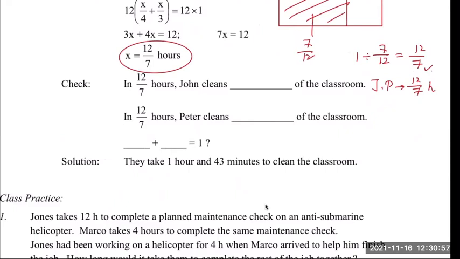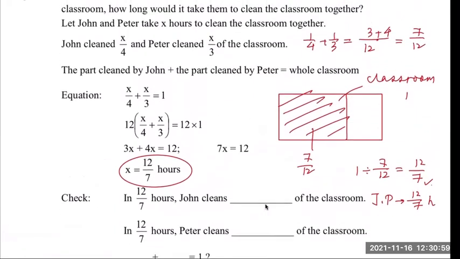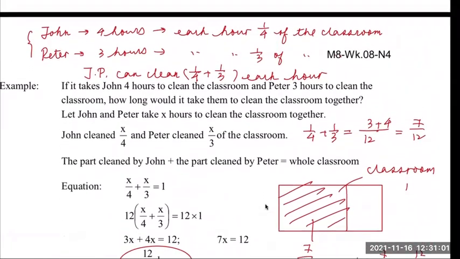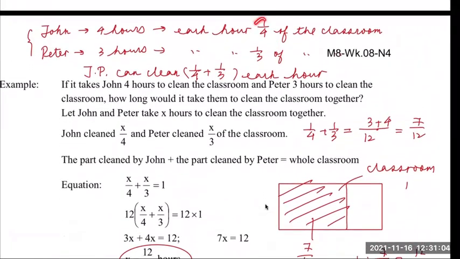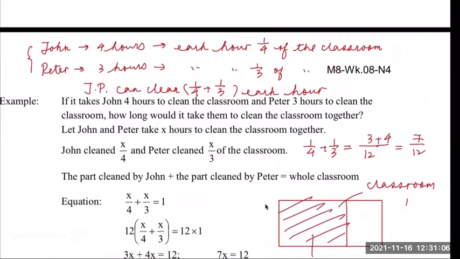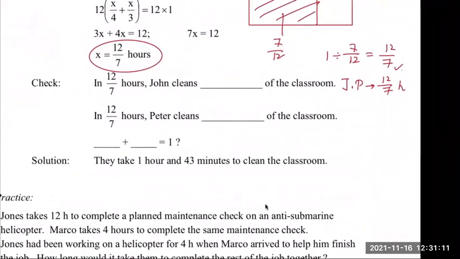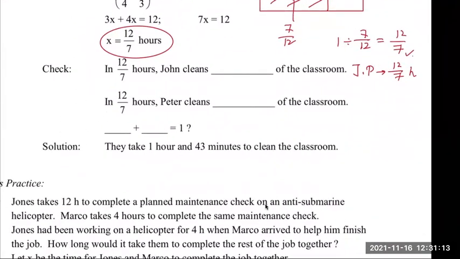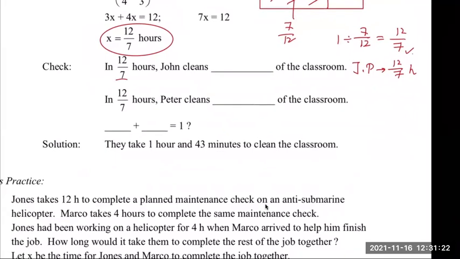So we know that John cleans 1/4 of the classroom each hour, right? And now we know that it will take them 12/7 hours. Let's check if the answer is correct. So in 12/7 hours, John cleans 1/4 each hour, because we know John can clean 1/4 of the classroom each hour.